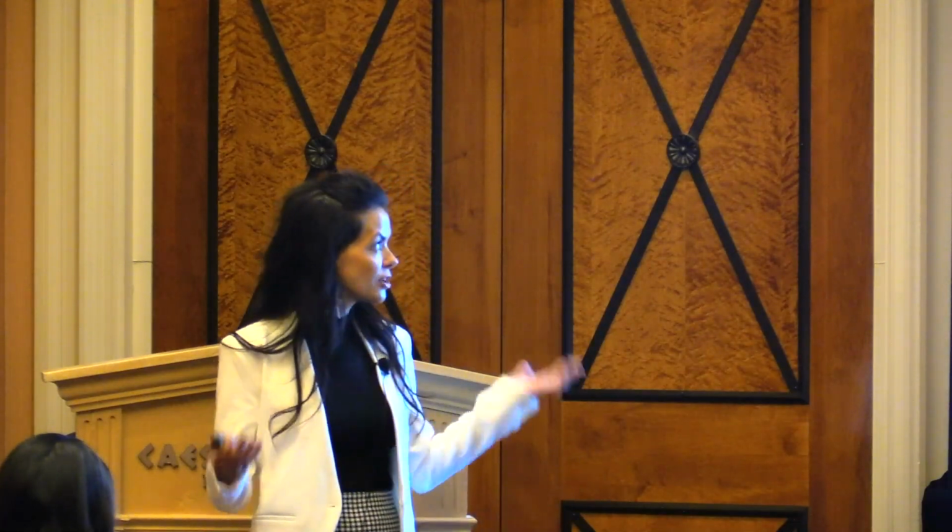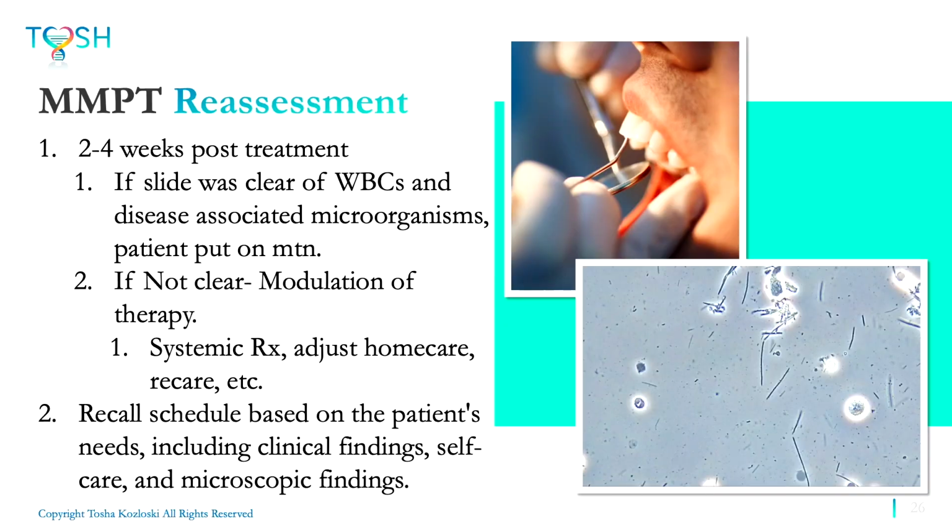And so after that, Dr. Kai's would get them back and reassess. His was about 2 to 4 weeks. Was the slide clear of white blood cells or other bacteria or other microorganisms that cause periodontal disease? If it was clear, he would get them on a maintenance schedule. But if it wasn't clear, that's when he was going to do modulation, potentially adding a systemic antibiotic, adjusting their home care, figuring out what their interval needed to be.